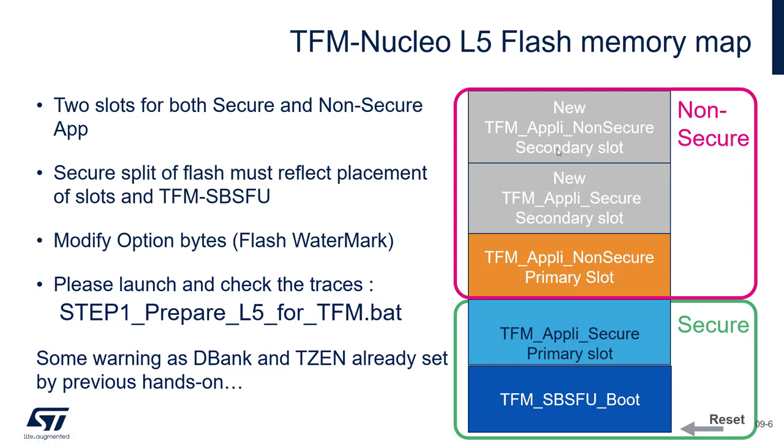So the first thing we have to do before flashing any binaries is to configure the option bytes of our device. We will set TrustZone enable to activate the TrustZone functionality. We will also set the flash watermark to set this portion of flash as secure and this portion of flash as non-secure. We will also set the secboot address where we will boot after reset, and also the dual bank flag and the SRAM non-reset flag.